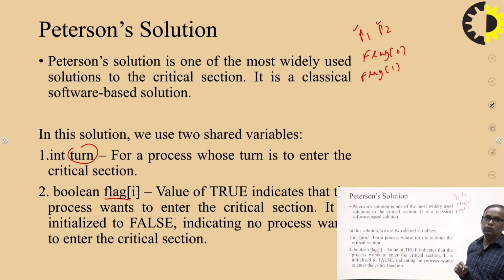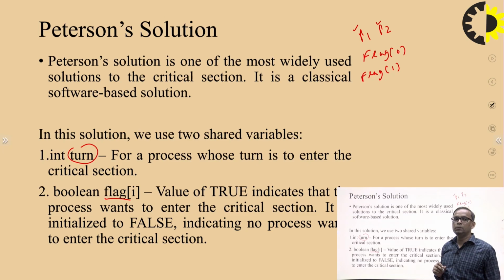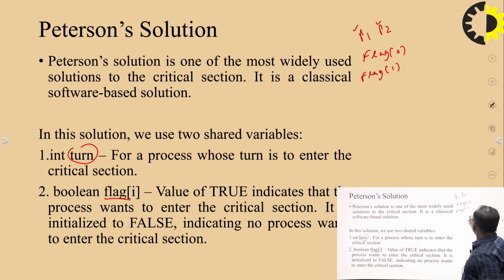So the flag variable basically represents whether a particular process is interested in entering the critical section or not. If the flag of P1 is equal to 0, it means process P1 doesn't want to enter the critical section. If flag of P1 is 1, it means process P1 wants to enter the critical section. We can either use true and false here. In the same way, if flag of P2 is equal to 0, then process P2 doesn't want to enter the critical section.